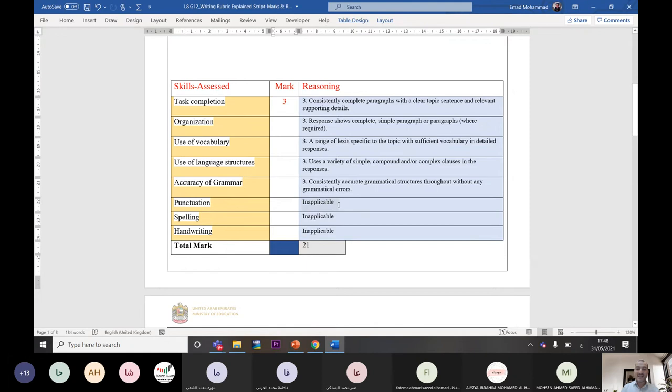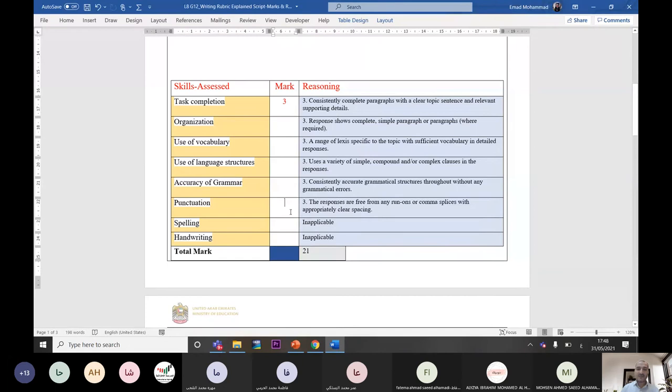You will get the mark in punctuation if your response is free from any run-ons and comma splices, with appropriately clear spacing between parts. What about spelling? Of course, you need to check spelling. You will get full marks for this part if the script is spelling error-free. Handwriting does not apply here because you're going to type.